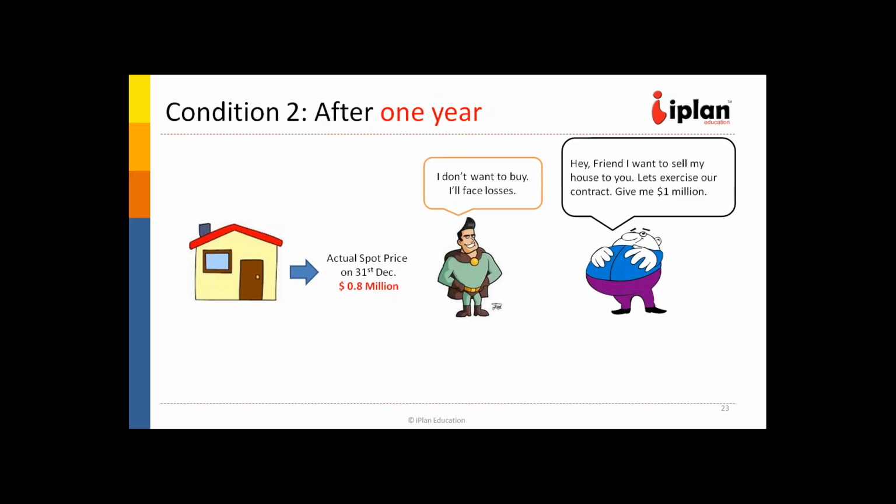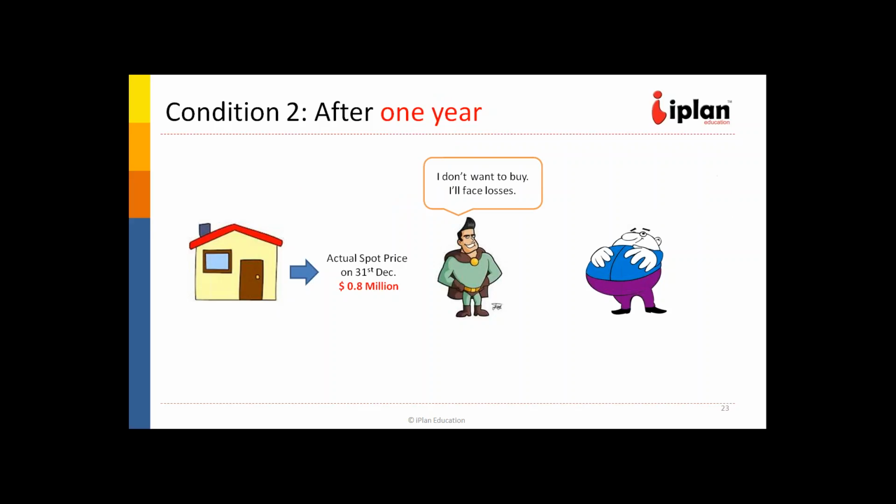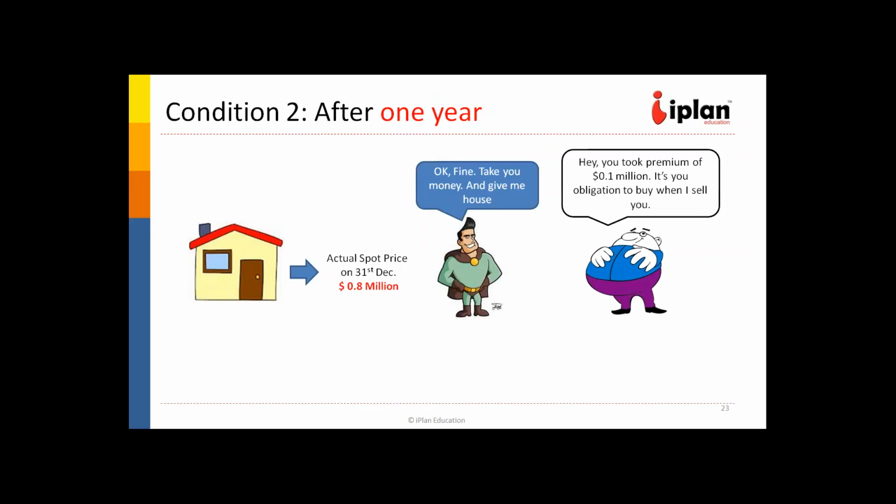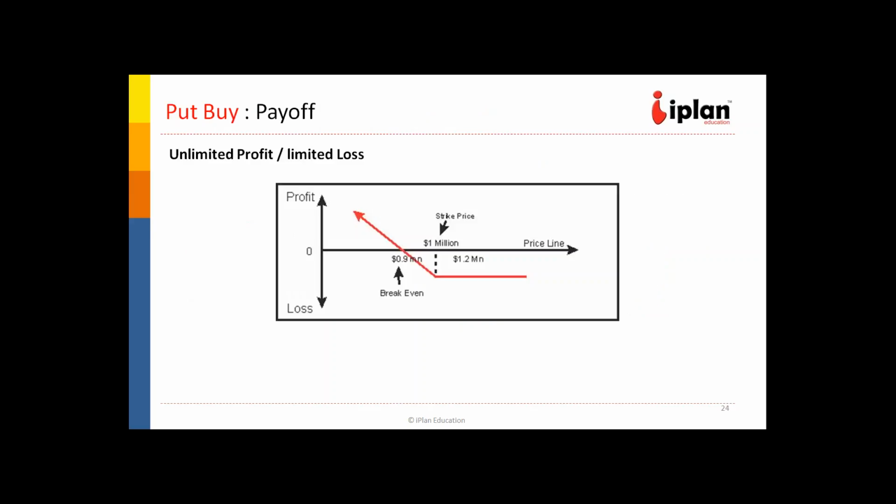So buyer says, I don't want to buy. But then the seller will say, you took 0.1 million as a premium. So it's your obligation to buy when I sell you. Okay, fine. So in case of a put, the payoff will be like this.